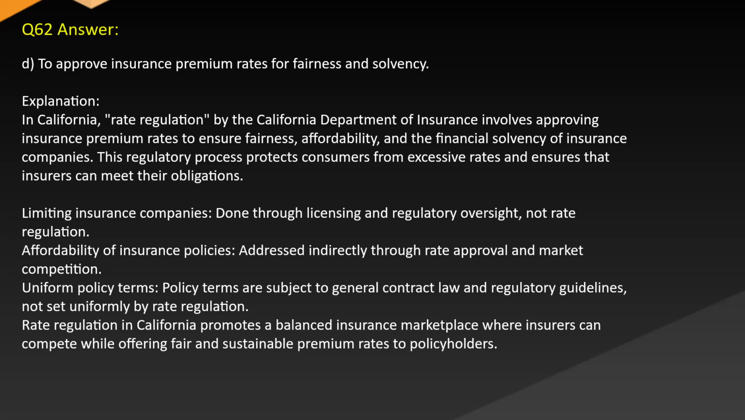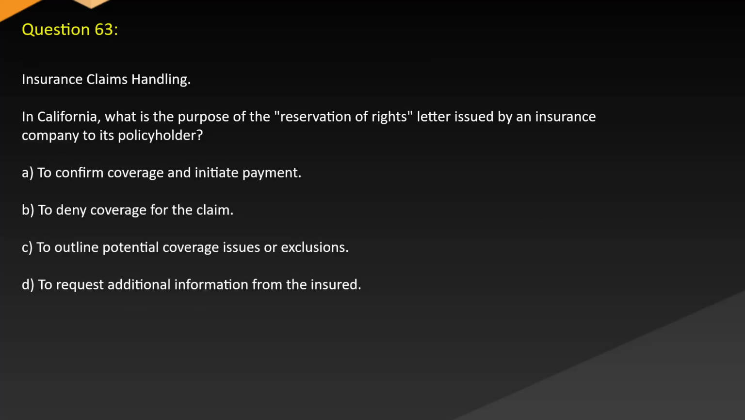Question 63. Insurance claims handling. In California, what is the purpose of the reservation of rights letter issued by an insurance company to its policyholder? A. To confirm coverage and initiate payment. B. To deny coverage for the claim. C. To outline potential coverage issues or exclusions. D. To request additional information from the insured.